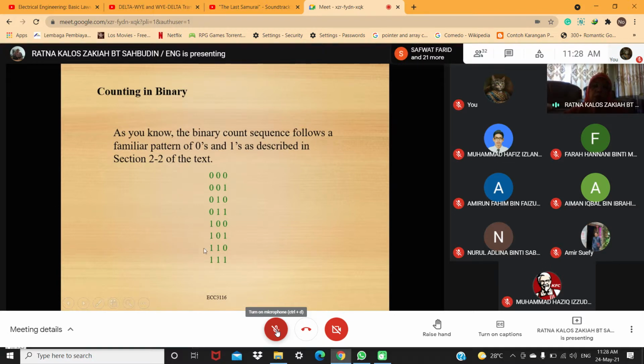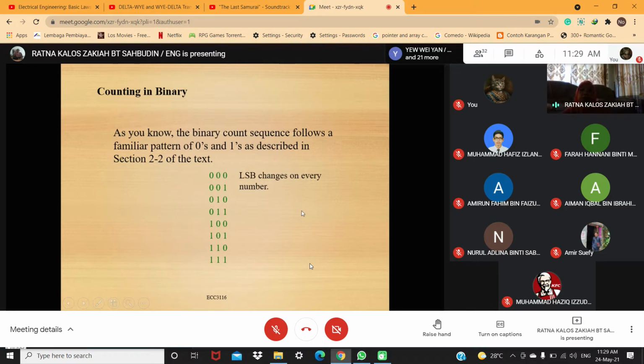So 2 power of 0 is equal to 1. So you have 1 0 1 0 1 0 1 0. 2 power of 1 is equal to 2, so you have 2 zeros, 2 ones, 2 zeros and 2 ones. Here 2 power of 2 is equal to 4, so 4 zeros and 4 ones.